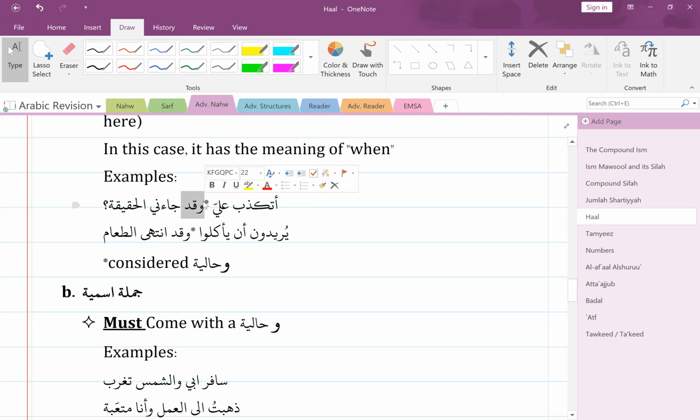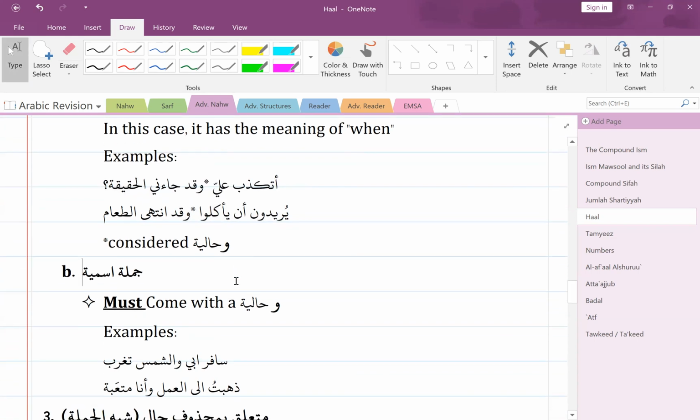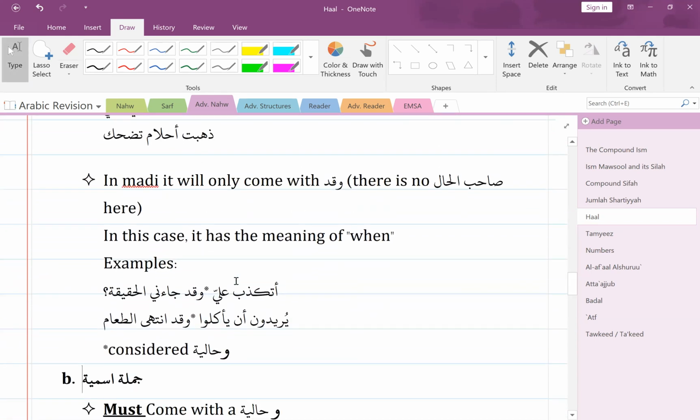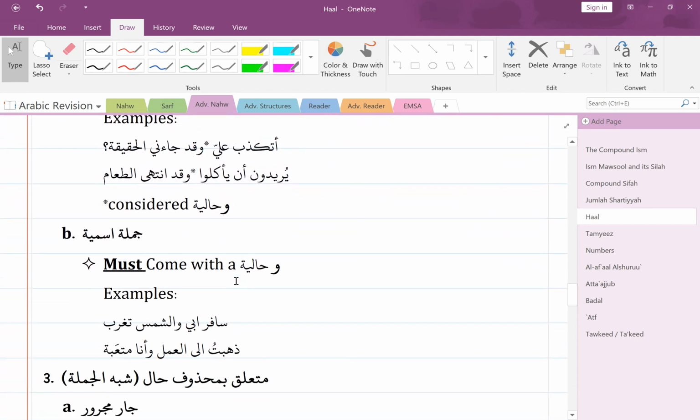Actually, grammarians would consider this واو حالية, and therefore they'll just say that this is a jumla ismiya. Basically, not jumla ismiya, but they will just consider this waw haliya, even if it comes with فعل ماضي. They'll just say this is waw haliya. Yeah. So that's basically ماضي مضارع. I don't know if there are any questions.